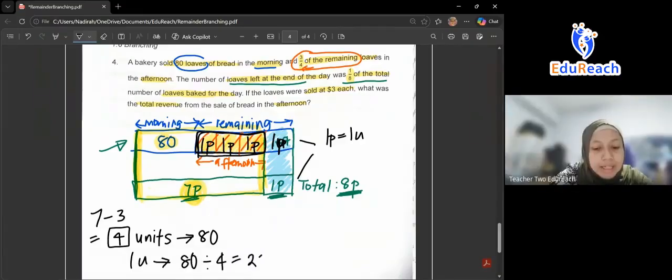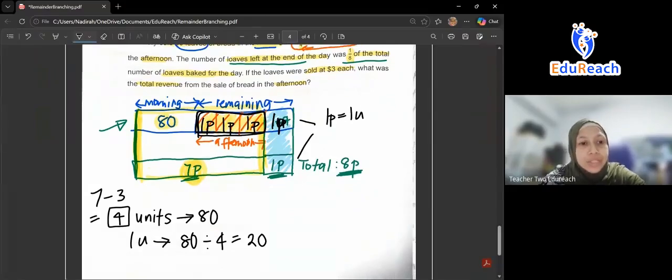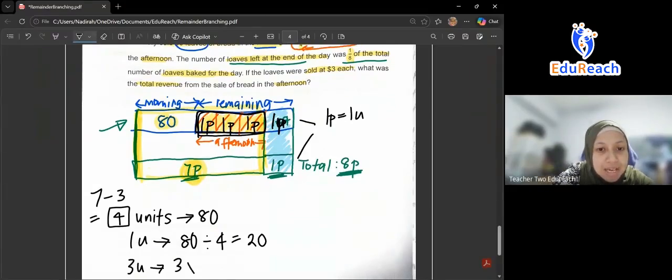Hold on. So 1 unit is 20. Afternoon got 3, right? So we find for 3 units first. 3 units, 3 times 20. So they sell 60 loaves in the afternoon.